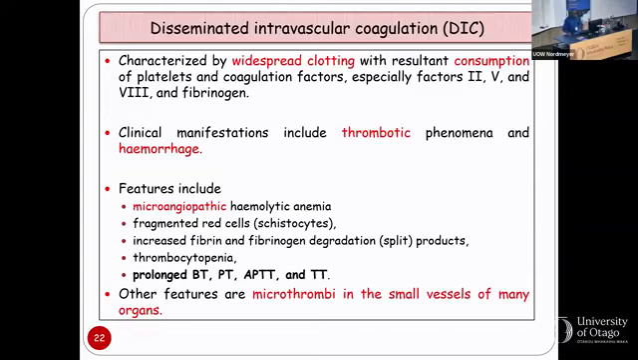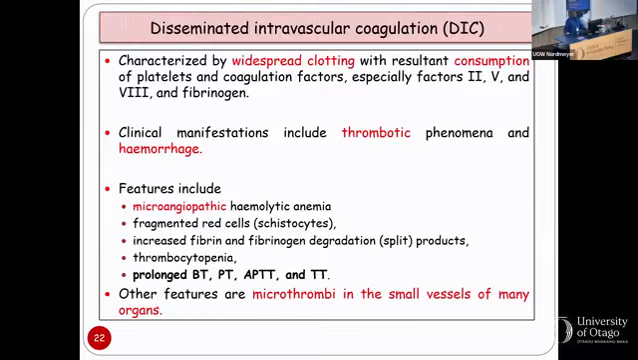All right, so the features that we get for DIC include microangiopathic hemolytic anemia, which is happening because these fibrin strands in the capillaries are preventing red cells from passing through. They slice through them, making these fragments that we see when we look at a blood film. So we see fragmented red cells, increased fibrin and fibrin degradation products.